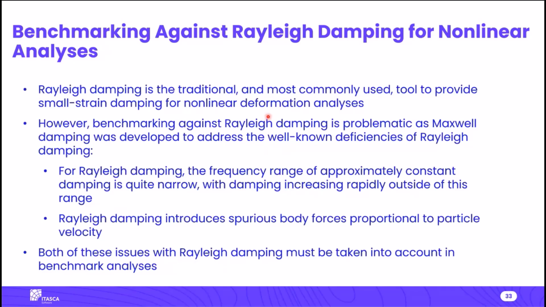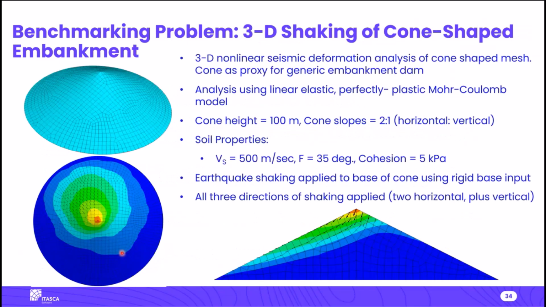So we're going to compare against that, but there's a problem here: we developed this new damping because Rayleigh damping has some issues, and so we have to be careful about those issues. For Rayleigh damping, the frequency range of constant damping is relatively narrow, and outside of that range, you have very high damping. And also, there are these spurious body forces produced by particle velocity. And both of these issues with Rayleigh damping must be taken into account in these benchmarking analyses.